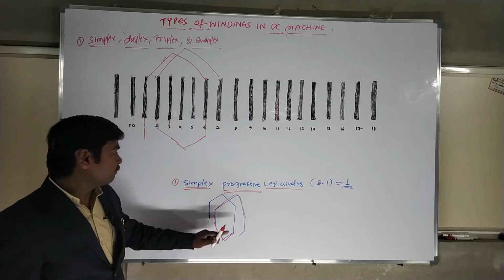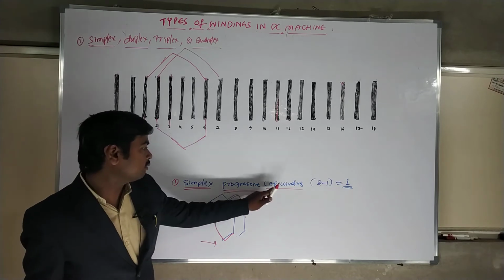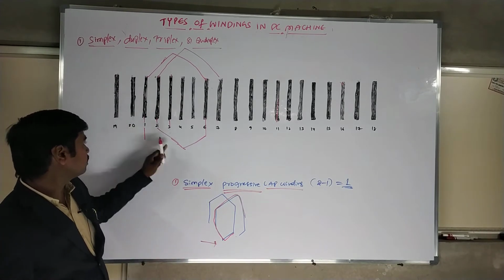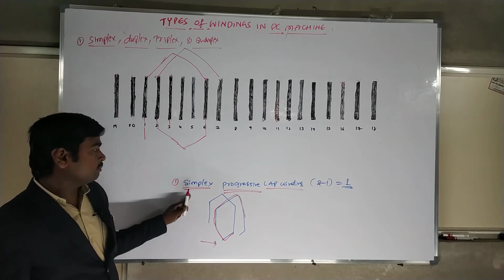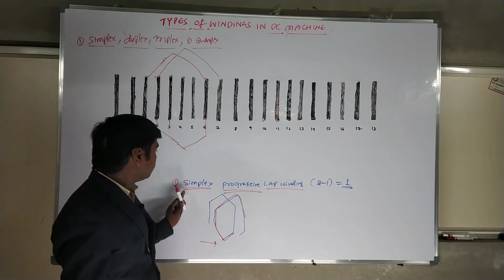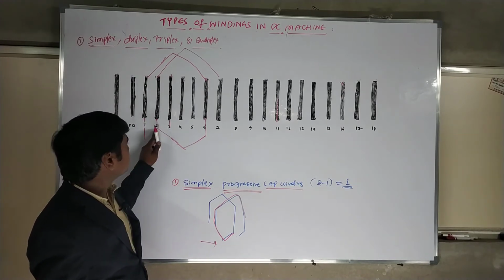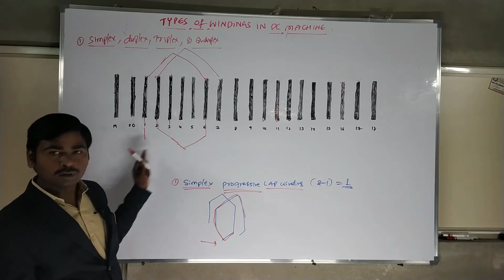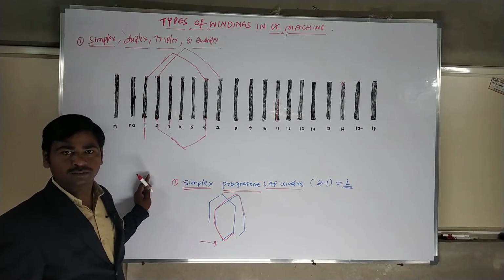This type of winding is called a simplex progressive lap winding. Am I clear? If you want a simplex retrogressive lap winding, you connect backwards. If you go back after the first, if you connect the 20th conductor next, that's a simplex retrogressive lap winding. So simplex means after the first conductor, the next conductor is connected in a positive fashion. If you connect positively, it's progressive. If you connect in a backward fashion, it's retrogressive.